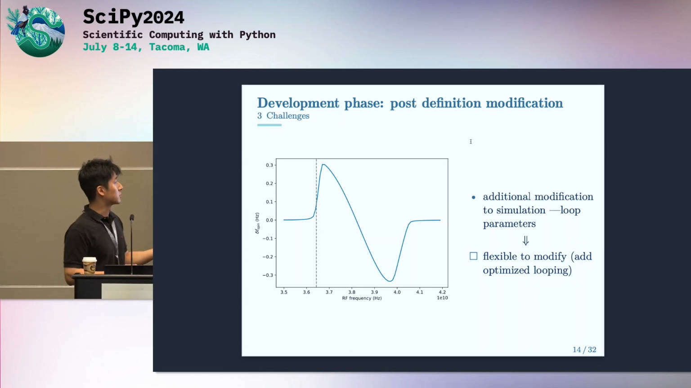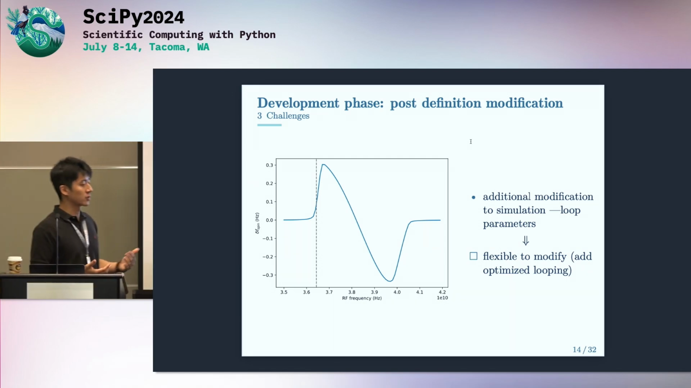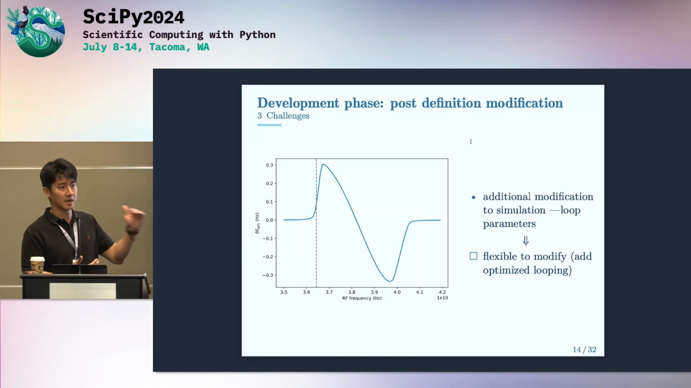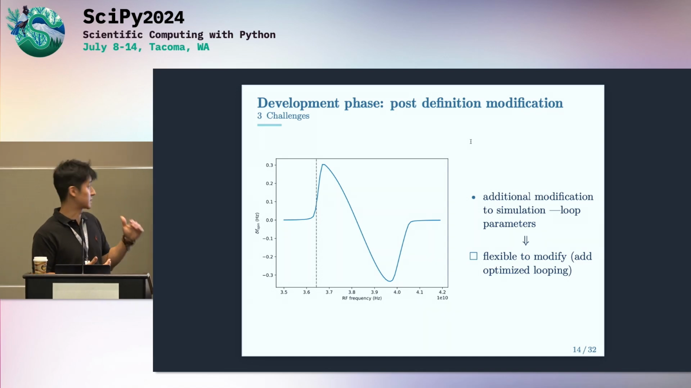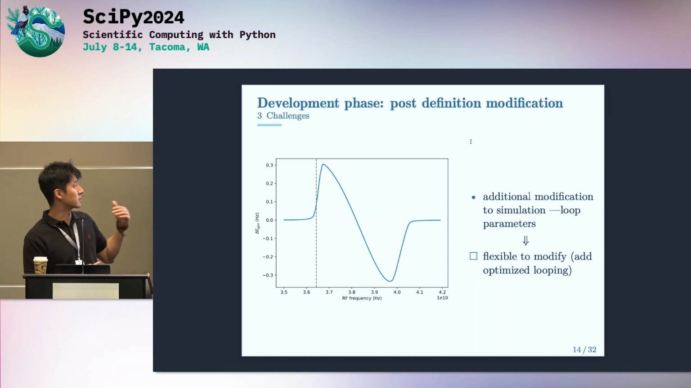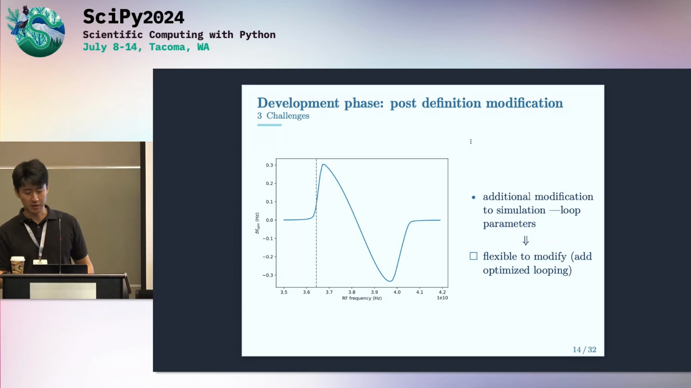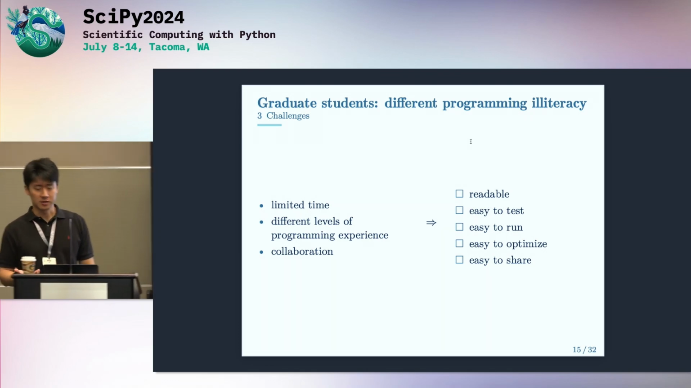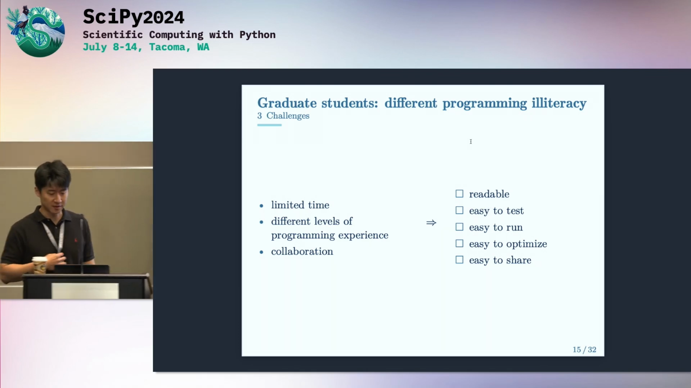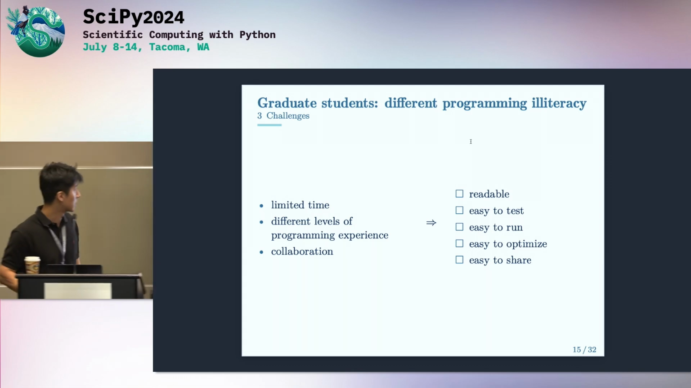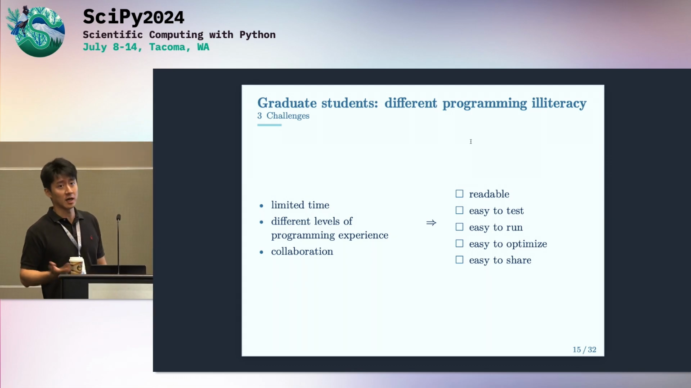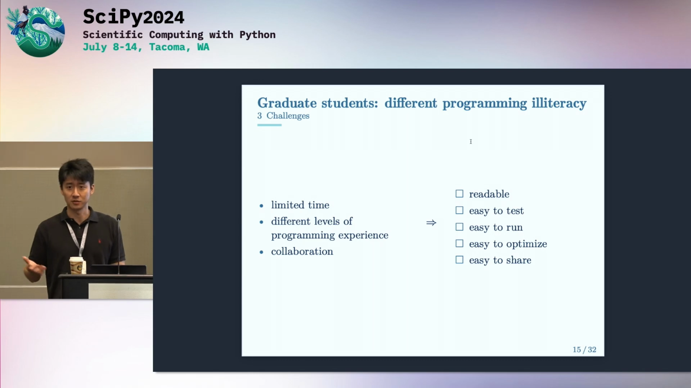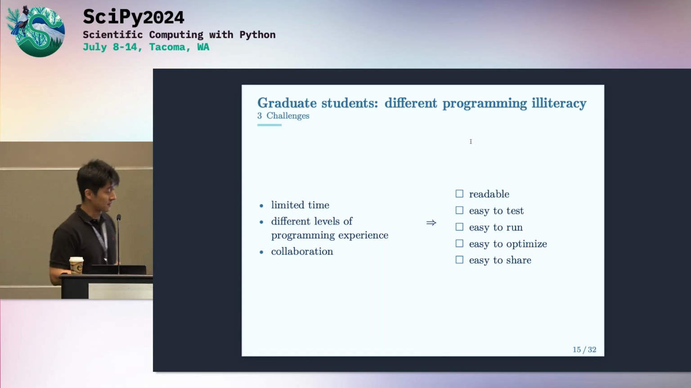So what we want is we don't want to really go into the code every single time and try to find the best place to loop this specific parameter. We want the system to be very flexible to modify after the simulation is defined. And lastly, we are chemistry graduate students. Most of us don't come from a programming background. And we still have limited time. We're not in industry. We don't have forever. So five to seven years is probably the most.